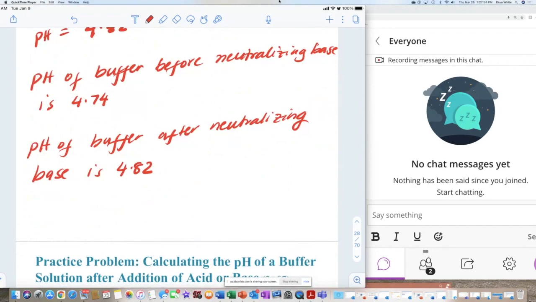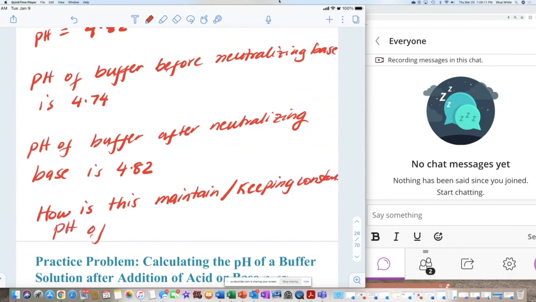I'm going to be controversial here and say, how is this maintaining the pH? Maintaining slash keeping constant the pH of the solution. In other words, okay, 4.74 is not equal to 4.82. I'm going to be controversial like that. How is this keeping constant?